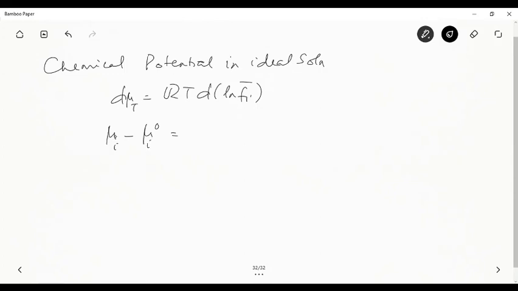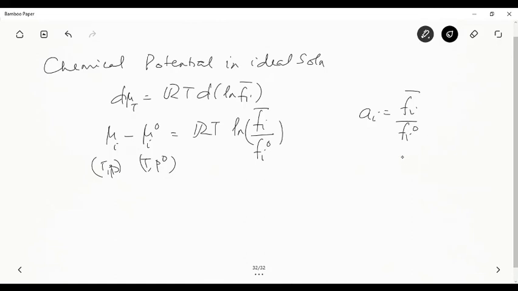you evaluate the chemical potential at any given temperature and pressure with reference to the same temperature, but P naught, which is a reference pressure. So that is the change that you would get. This is RT into log of Fi bar divided by Fi naught. Okay, so this is your basic expression. And now, if I call this ratio ai equal to Fi bar by Fi naught, where Fi bar is the fugacity of the substance at temperature and pressure T and P at a given composition in the mixture, and Fi naught is the fugacity of the pure substance i at the reference state.